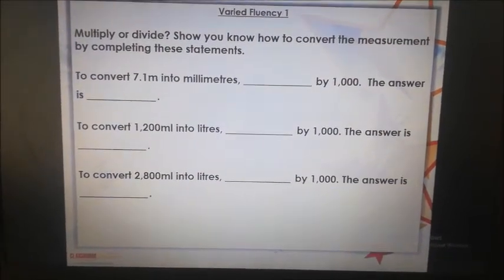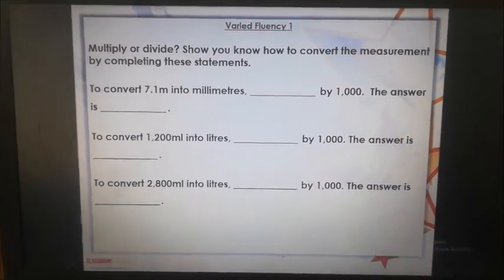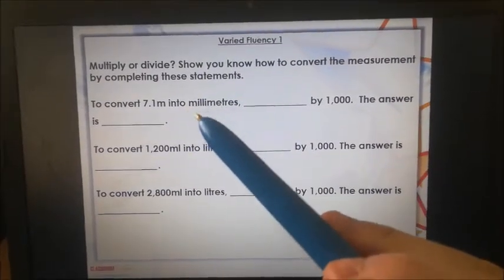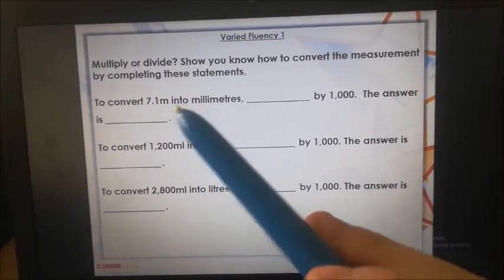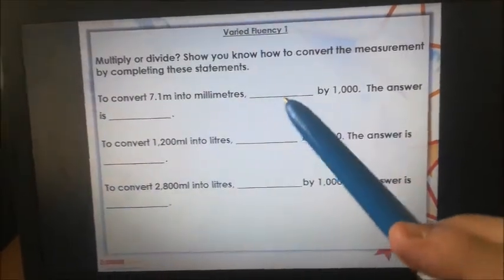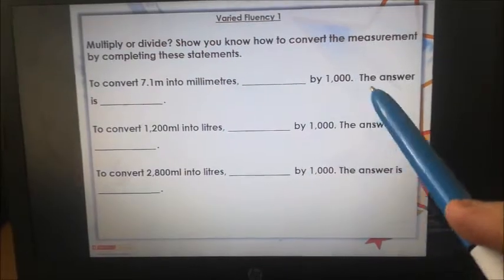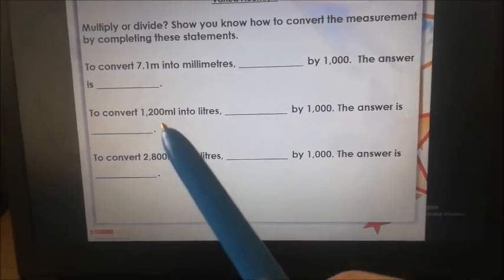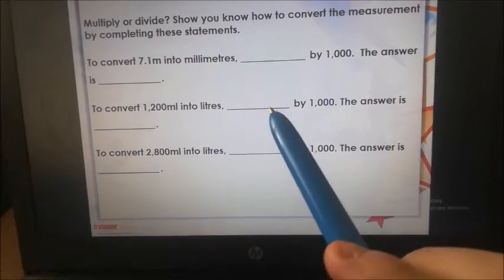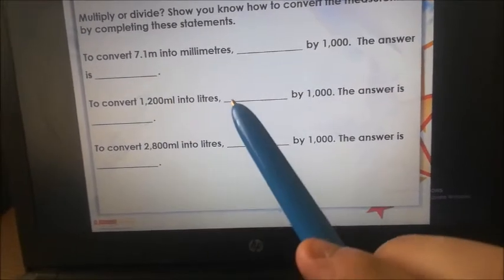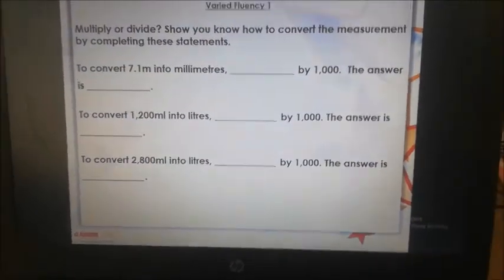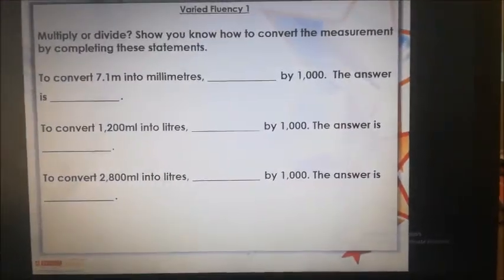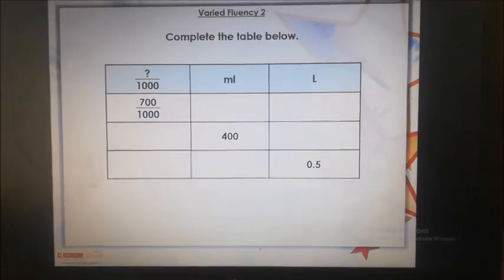To convert 7.1 meters into millimeters, remember milli stands for 1,000, so we need to times by 1,000. So this first one here would be multiply by 1,000. The answer is, you work that out. Okay, to convert milliliters into liters, what do we need to do? We've already got the thousands. We need to do something to it. I'm not going to give you all the answers. Okay, I nearly did then, but not yet. So work your way through that there.